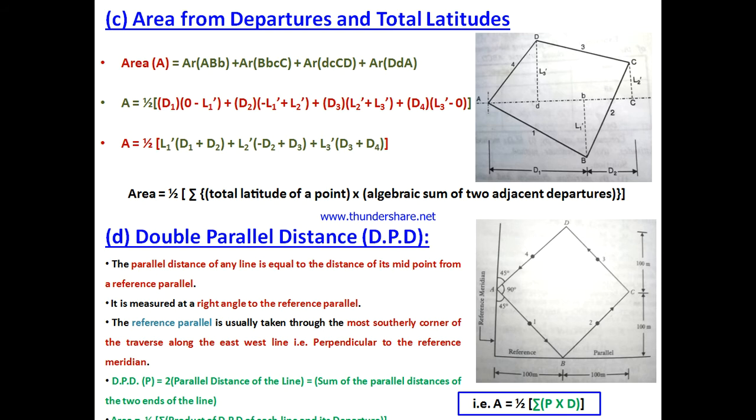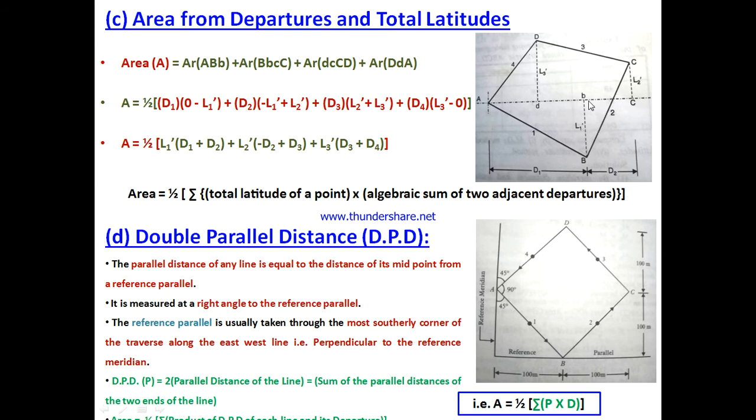Now in a similar manner, look at the second figure, which is the area of BBCC. We don't need to bother about what geometric figure these particular lines are making. We don't need to bother about the geometrical figures formed by these latitude lines. We just need to calculate the area by multiplying departure and total latitude value.